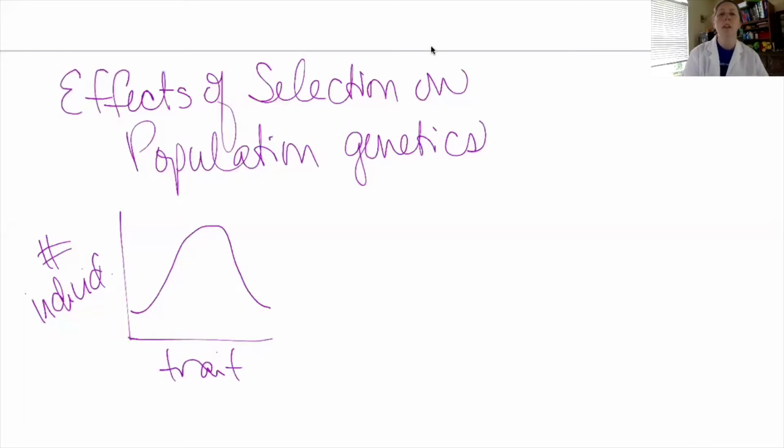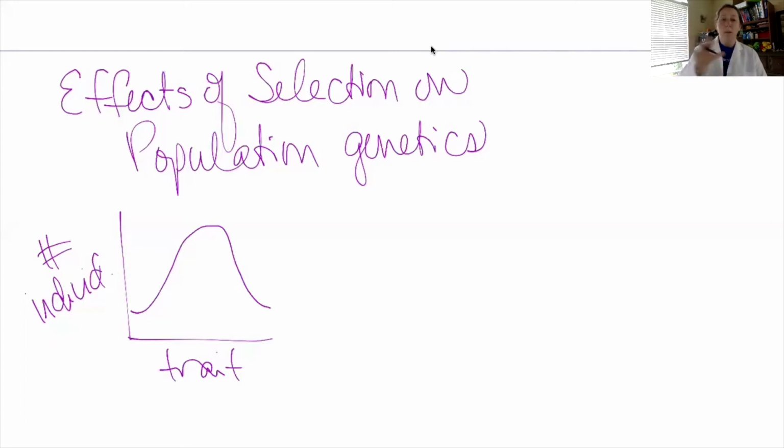Greetings, gentlemen. So today we're going to be looking at the effects of selection on population genetics. We're going to see how natural selection can actually change the genetics of the population itself, and there's three main ways it can do that. And then we're going to look a little bit more at that Hardy-Weinberg principle, really looking at the population on the genetic scale. So, effects of selection on population genetics.